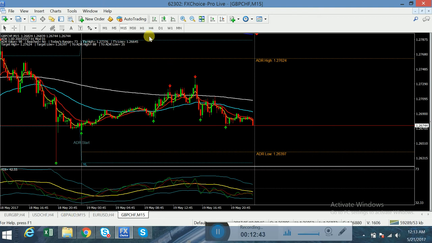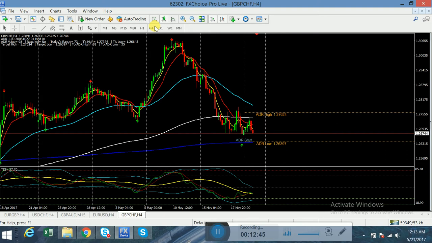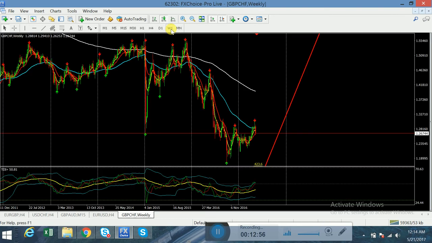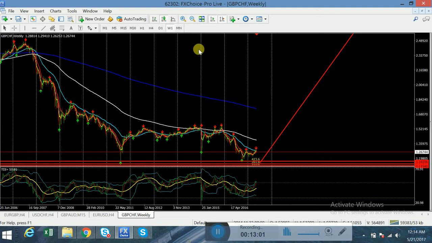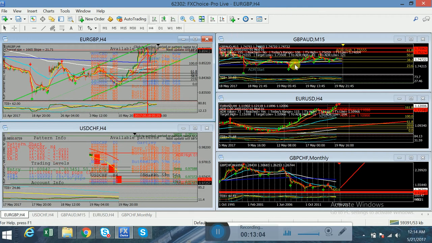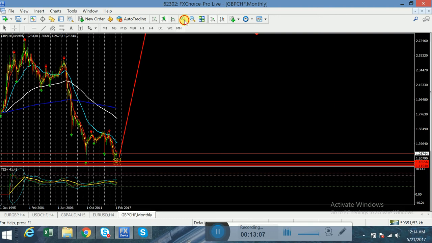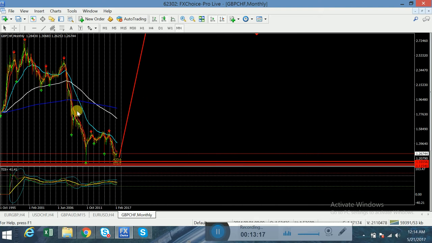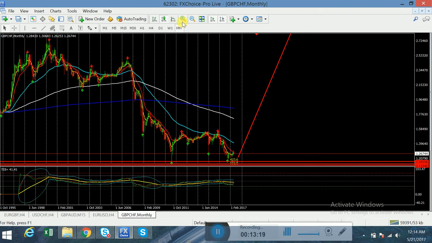Okay, 4-hour chart. So let's look. Okay, looks like it could be in an uptrend. Looks like we're in a consolidation area. Let's look at the weekly chart. Weekly chart is definitely showing a downtrend. Let's look at the monthly chart. Monthly chart is showing a downtrend. Monthly chart is also showing a downtrend.